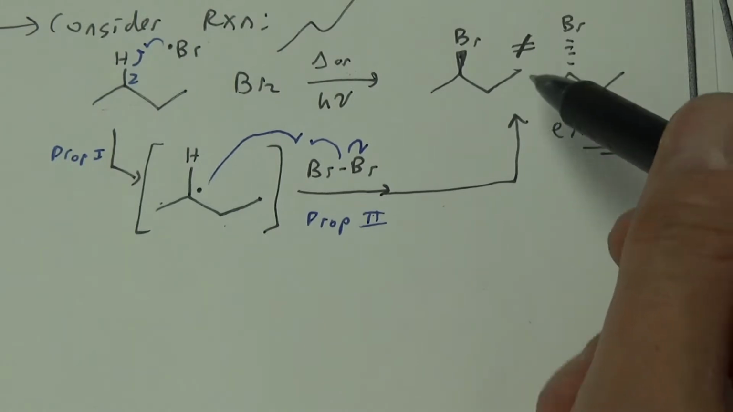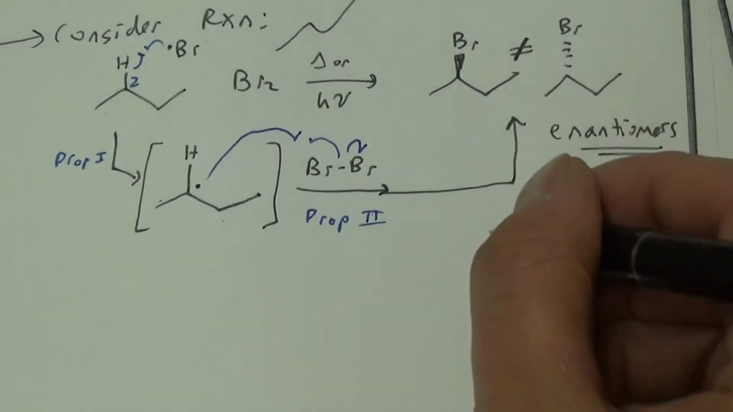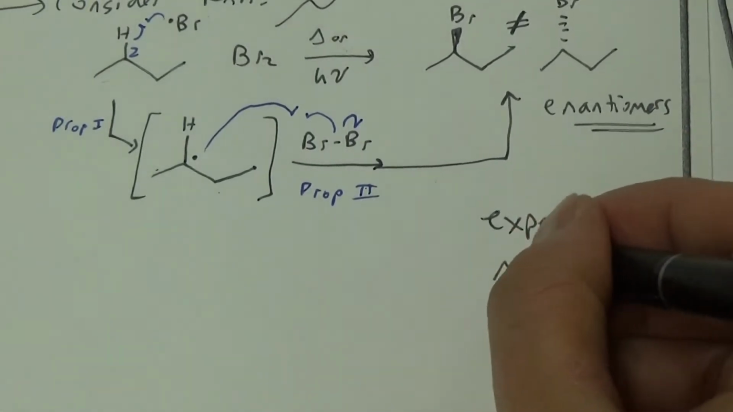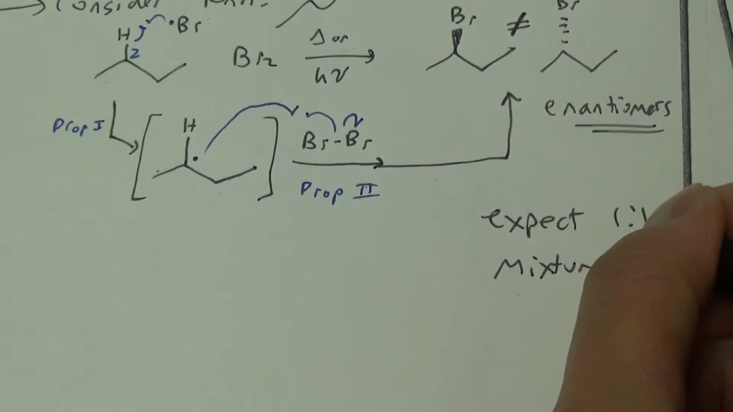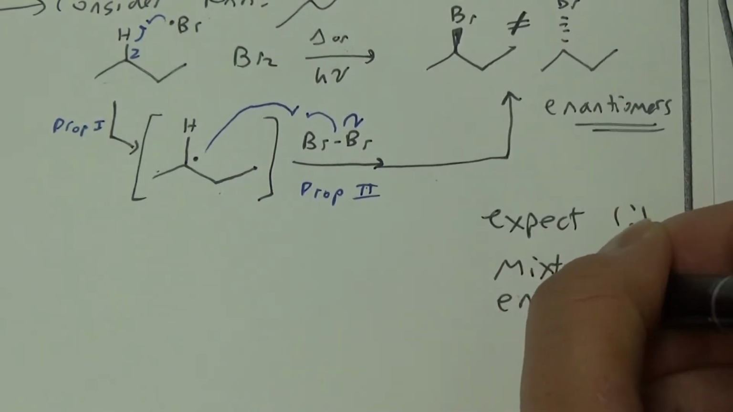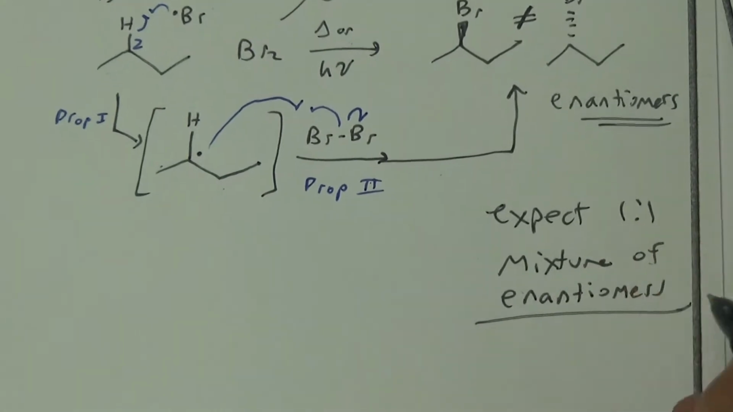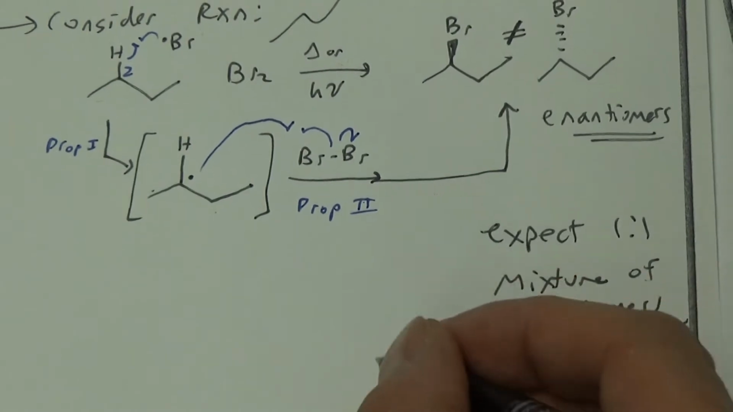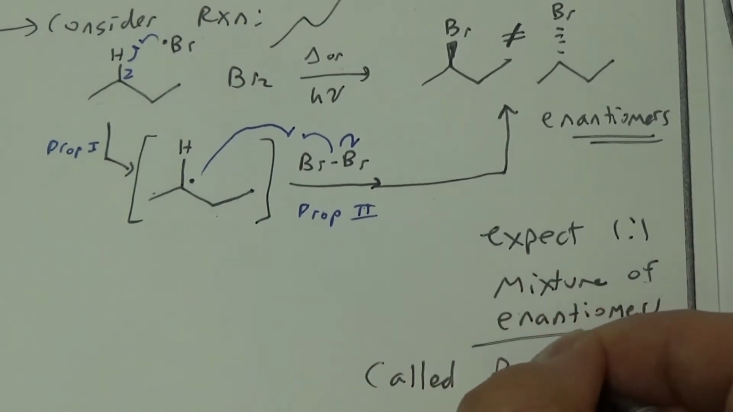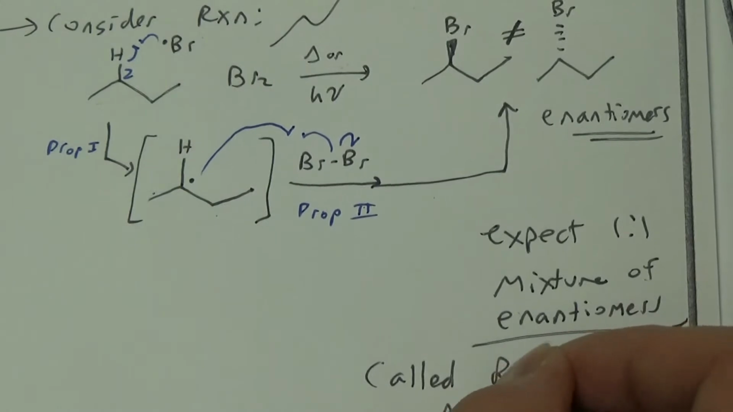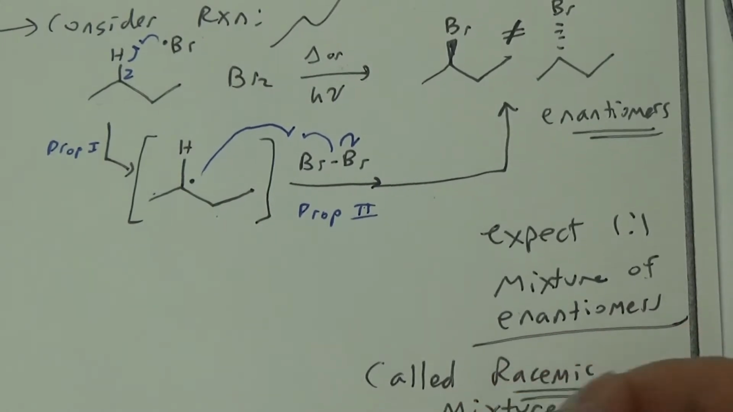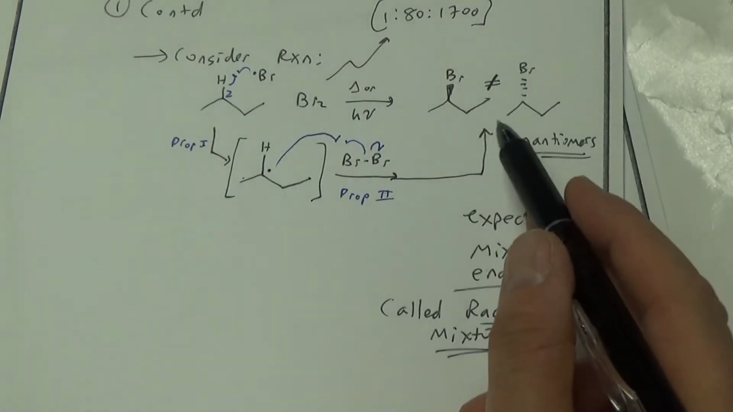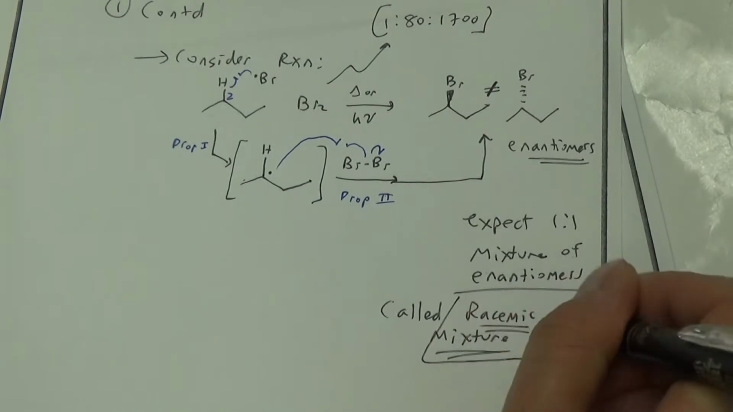We just gave that word. So we expect a one-to-one mixture of enantiomers. And we just gave it a name, right? What's the name for a one-to-one mixture of enantiomers? Last page. It's called a racemic mixture. Okay, so a racemic mixture is a one-to-one mixture of enantiomers. Whenever you have a one-to-one mixture of enantiomers, it's called a racemic mixture, or racemic.